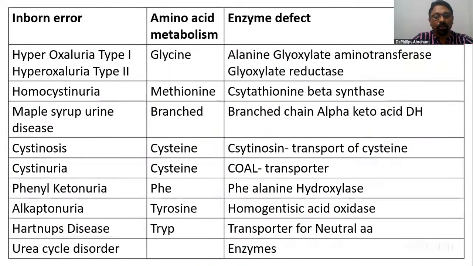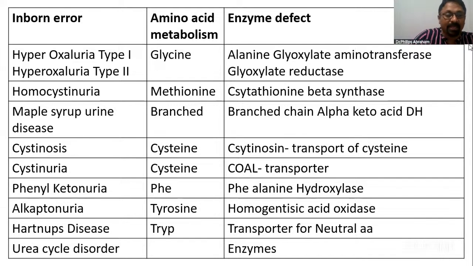Just a study on some disorders related to amino acid metabolism. In glycine metabolism, we have two major disorders with compounds in the urine: hyperoxaluria type 1 and hyperoxaluria type 2. That means more and more oxalic acid in the urine, related to glycine metabolism. Two enzyme deficiencies, alanine glyoxylate aminotransferase and glyoxylate reductase, lead to type 1 and type 2. And one more is there, non-ketotic hyperglycinemia.